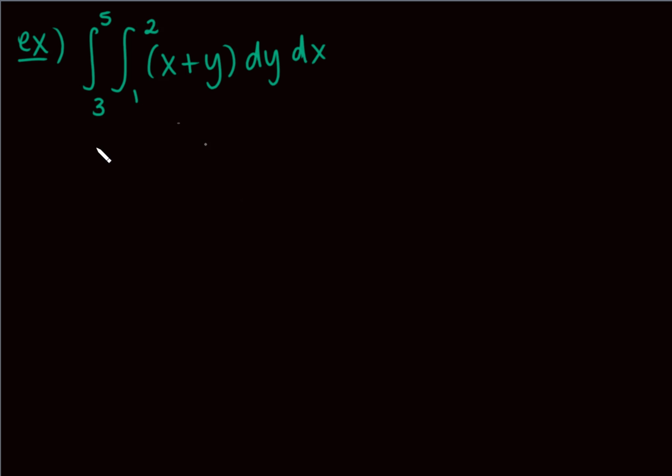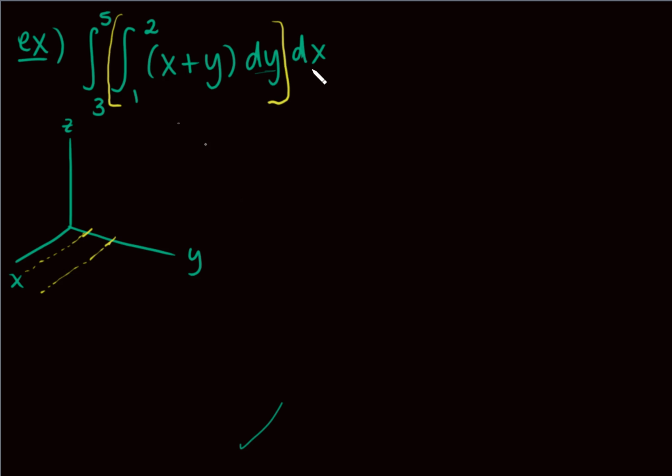So what do these numbers mean? If I look at my axes here, look at what's going first, dy. You can almost think of this as two integrals: this is my first integral, and then I do my second one. What is this saying? This is saying that y is going to range from 1 to 2, and then x is going from 3 to 5.